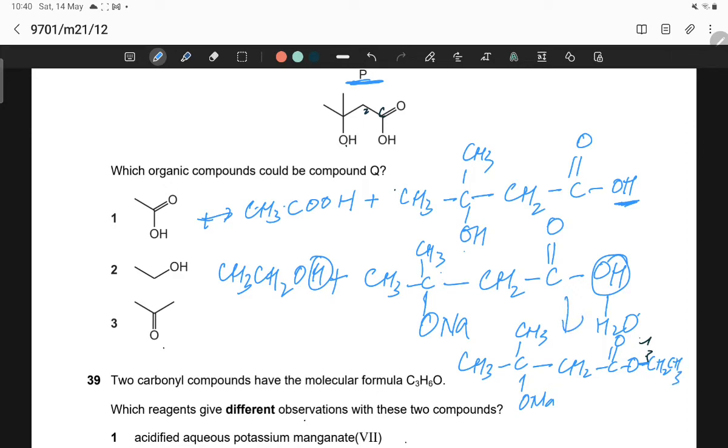So effervescence of hydrogen gas. This is a ketone, so no effervescence, as it does not react with sodium; it is neither an alcohol nor a carboxylic acid. This is incorrect. This is correct, this is correct. The option is B.